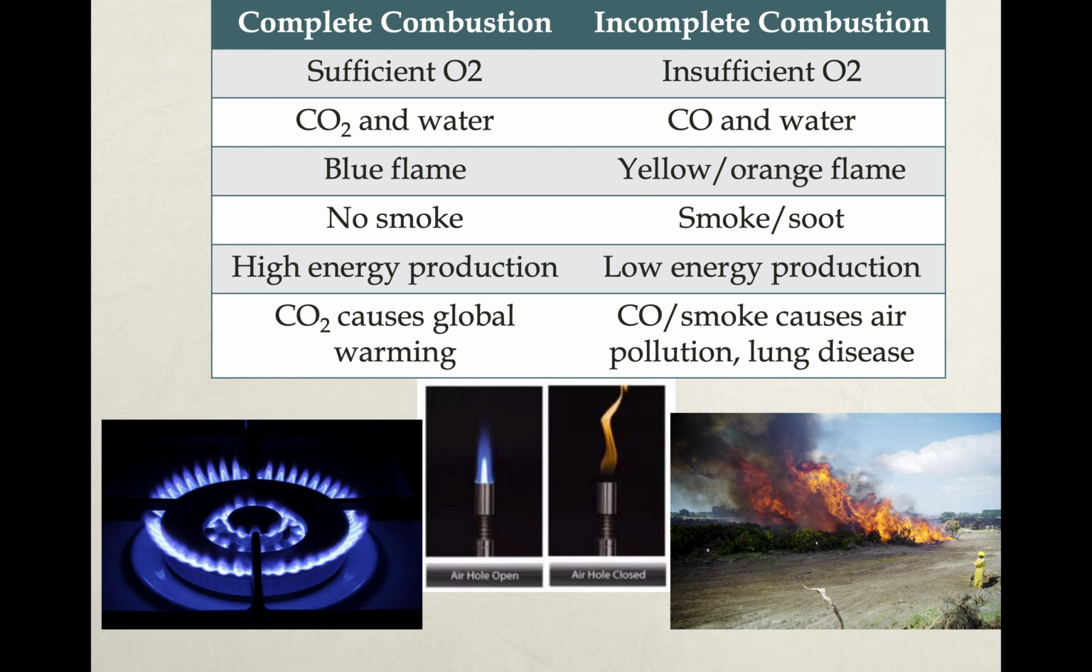During incomplete combustion, there's insufficient, so not enough oxygen. Carbon monoxide and water are produced. There's a yellow or orange flame. Smoke and soot are produced, and there's low energy production. So this is a picture of incomplete combustion with forest fire or slash and burn over here.